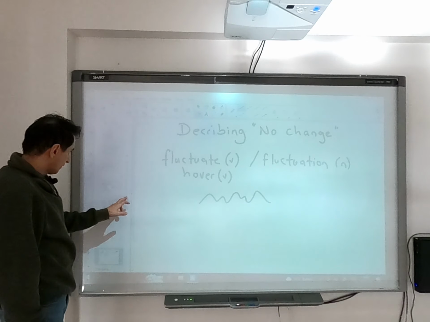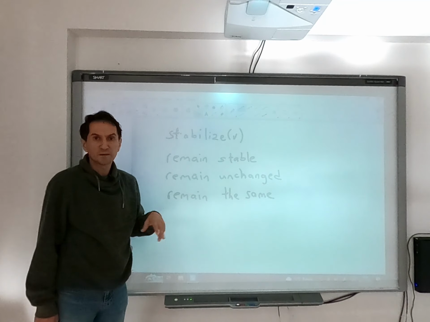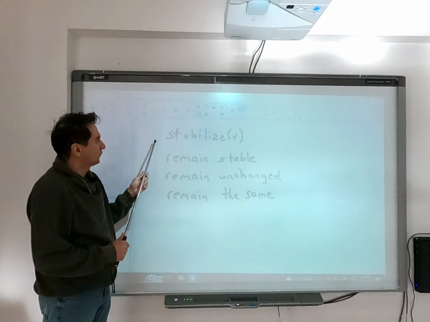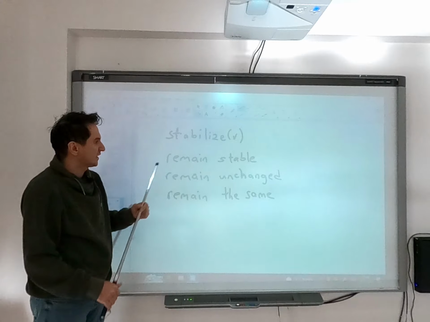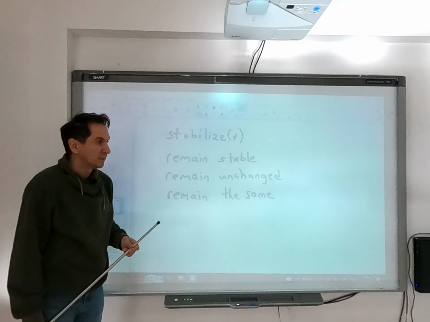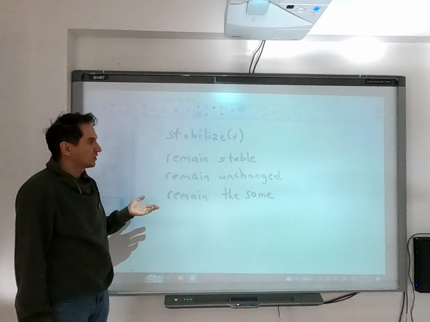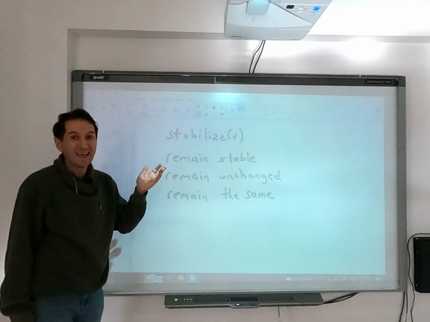Then the verbs that mean no change actually are these ones here. Now you can say the figure stabilized, you can use it as a verb, or you can say the figure remained stable, remained unchanged, or remained the same, okay? Or you can say there was no change, okay, or figures did not show any change from this year to that year, or between this year and that year, okay?